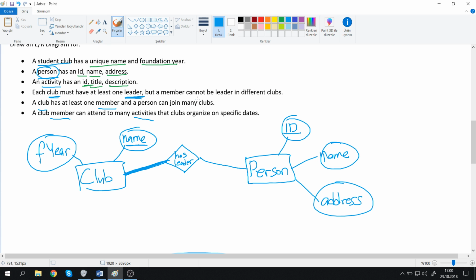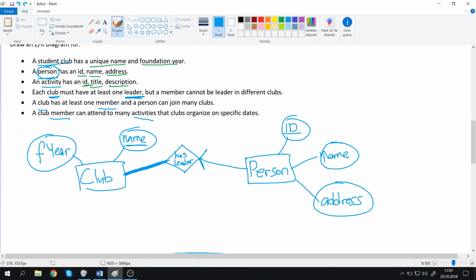Furthermore, a member cannot be a leader in different clubs. So we know that for a club, we can have many leaders, but a person cannot be a leader in more than one club. So if we look at from the club side, for one club, we can have many persons as leader, but a person should not be able to lead many clubs. So we have a one-to-many relation, and the arrow should be on this side. So if we draw these lines, for a club, many can be a leader, but a person cannot lead more than one club.